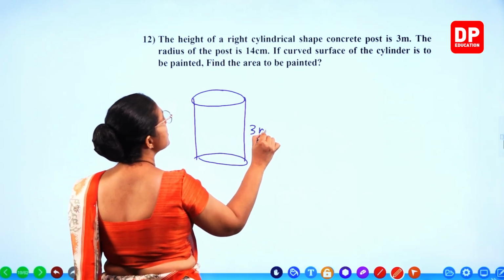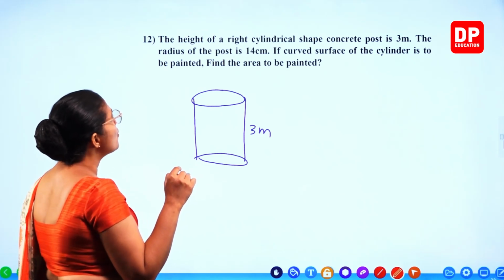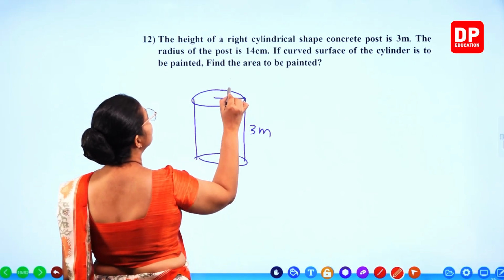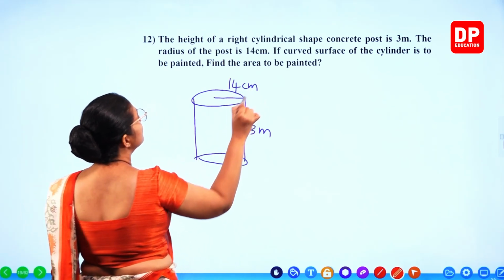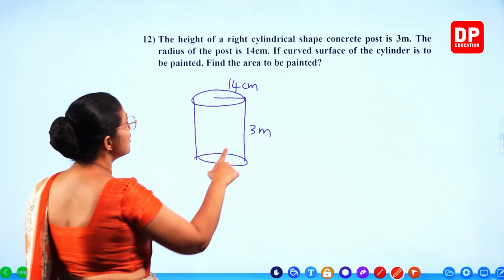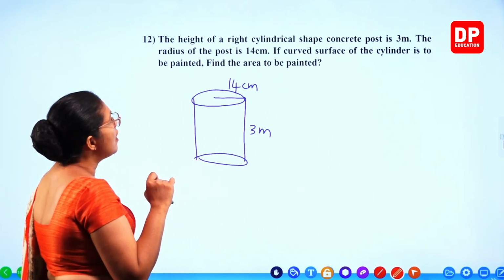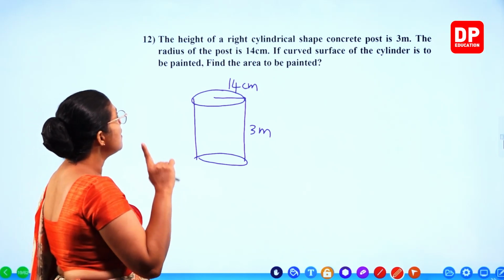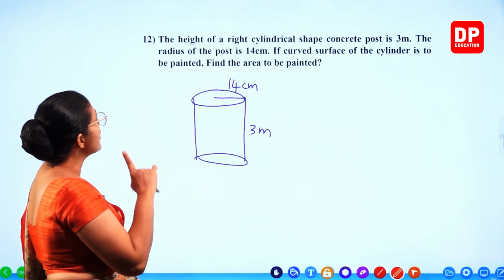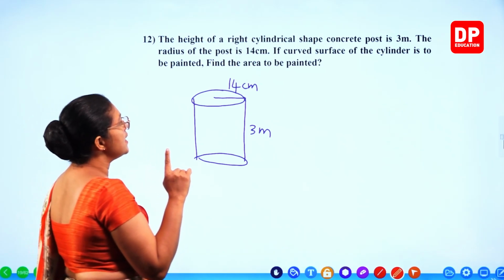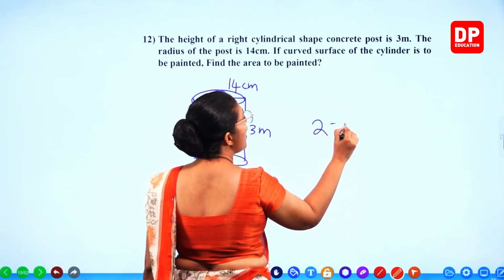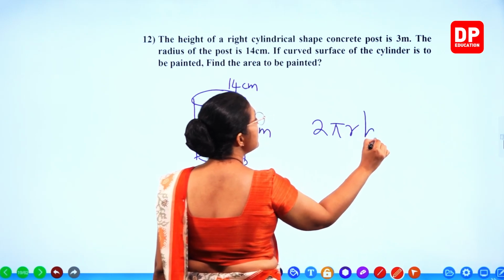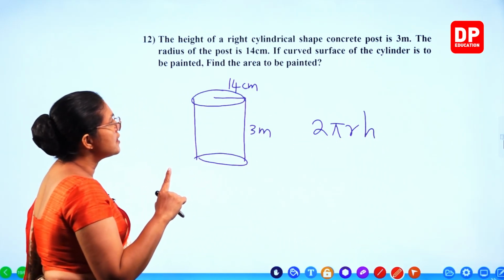This is 3 meters. The radius of the post is 14 centimeters. This is 3 meters. If the curved surface of the cylinder is to be painted, curved surface, so that means 2 pi RH. Find the area to be painted. So 2 pi RH is the curved surface area.